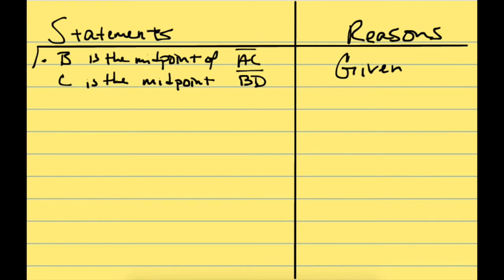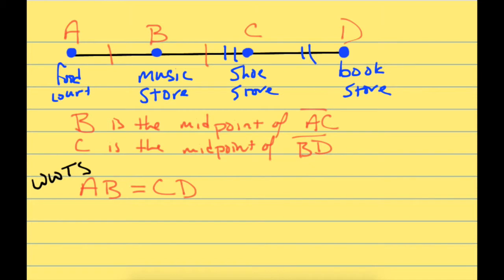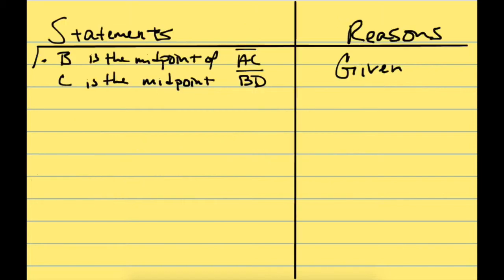Now let's think about what it means for B to be the midpoint of AC. Maybe it'll help to go back to the figure. Since B is the midpoint of AC, that means it's halfway between A and C, making AB and BC the same lengths. So let's write that: the length of AB is equal to the length of BC. Why do we know that? Because that's what it means for B to be the midpoint. So we can state that. That is the definition of midpoint.